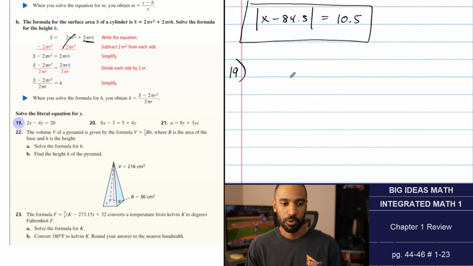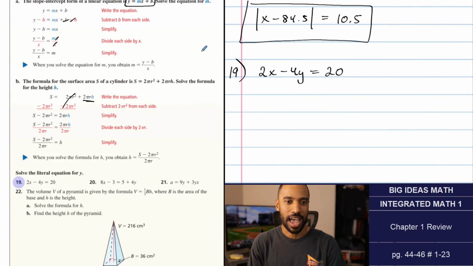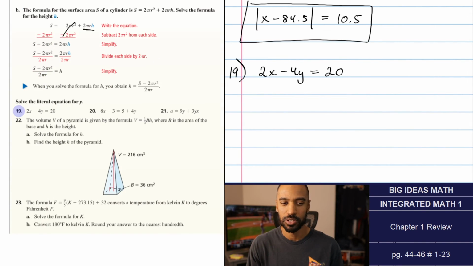Solve the literal equation for y. In 19, 20, and 21, we are solving for y. So 2x minus 4y equals 20. Now, in the first two problems especially, I'm going to get in the habit of what we actually want to do from an equation like this to an equation solving for y. I actually want to make it look like this form personally. It has to do with what we're going to be doing later with them in future chapters. I believe chapter 4 when we do rewrites of these equations. So I want to make it look like y equals mx plus b as well, okay?